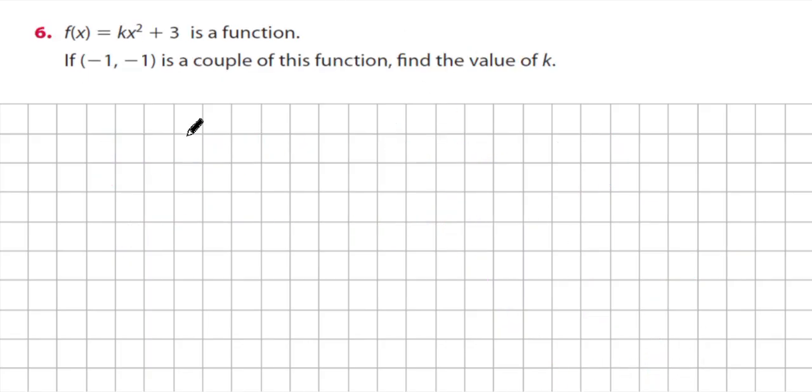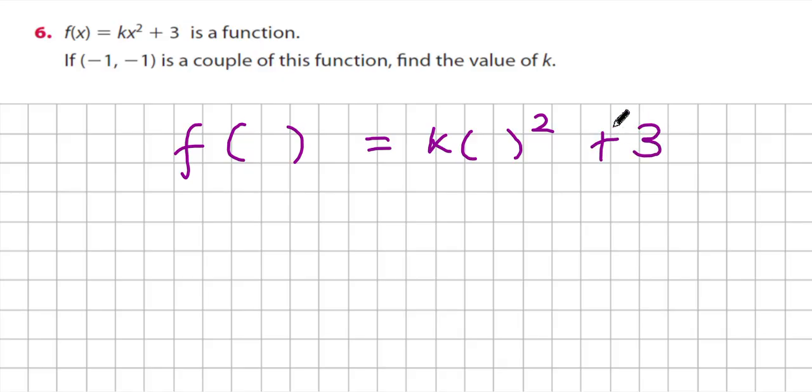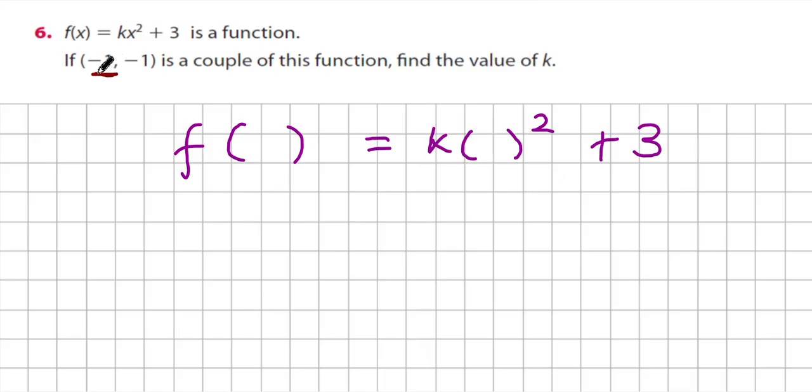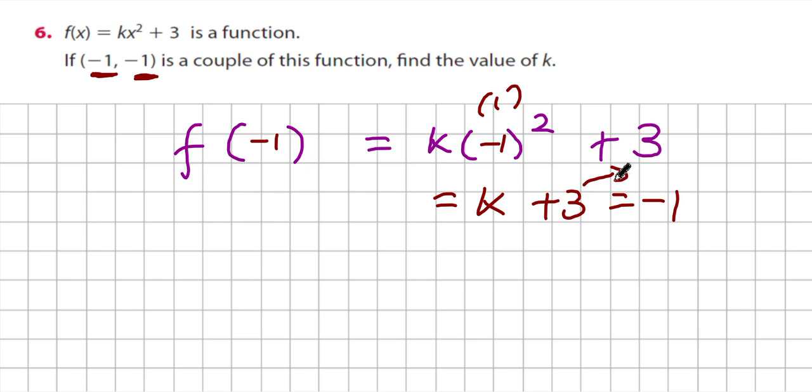Okay, once again, the blank space represents an input, and we're going to lob it in. So anywhere we see minus 1 is your input, but minus 1 is also your output. So we go in like this. What's minus 1 squared? It's 1. K times 1? K. K plus 3 equals minus 1. Bring the 3 over to the other side. Minus 4. And we're done.